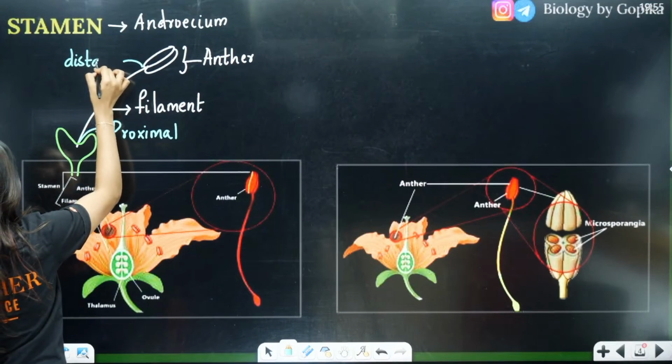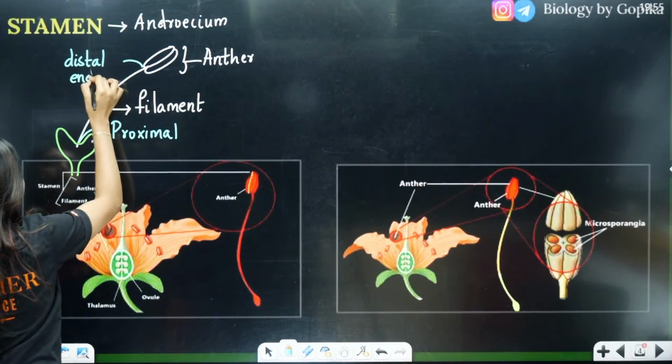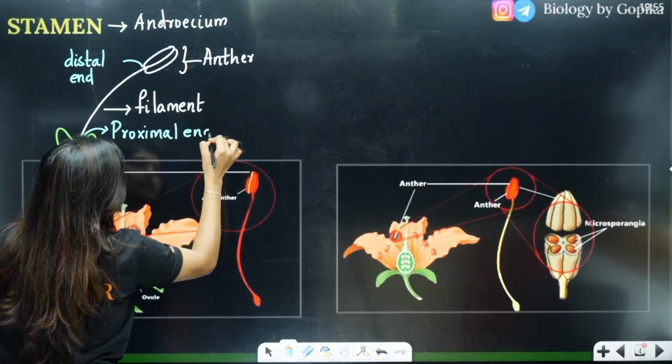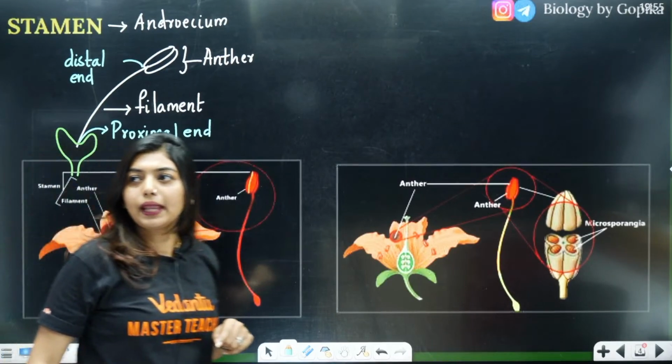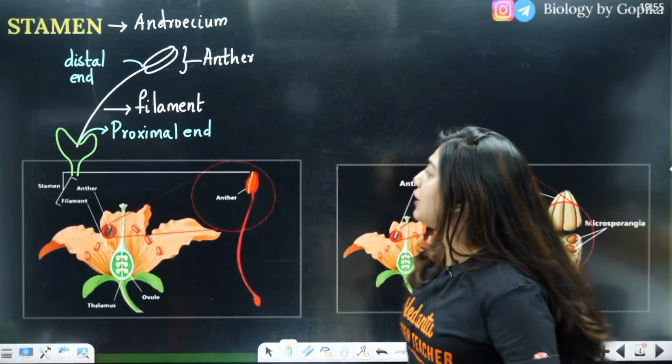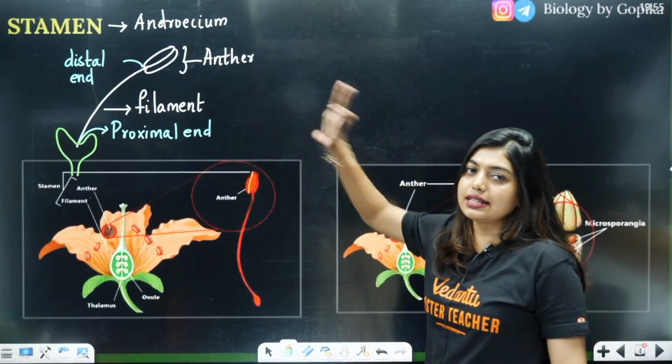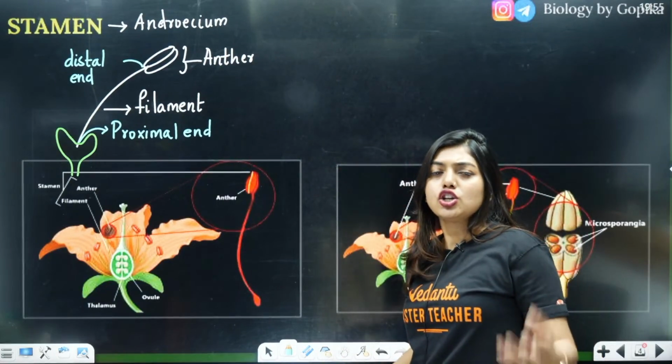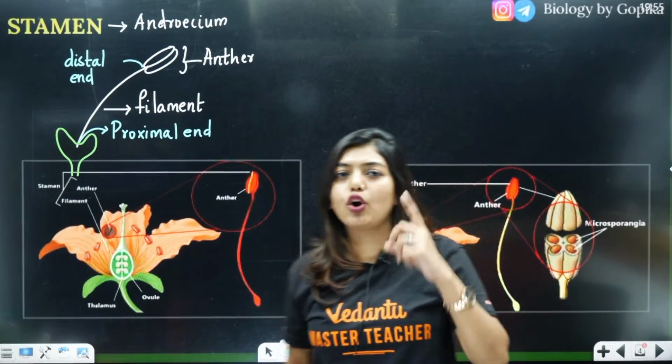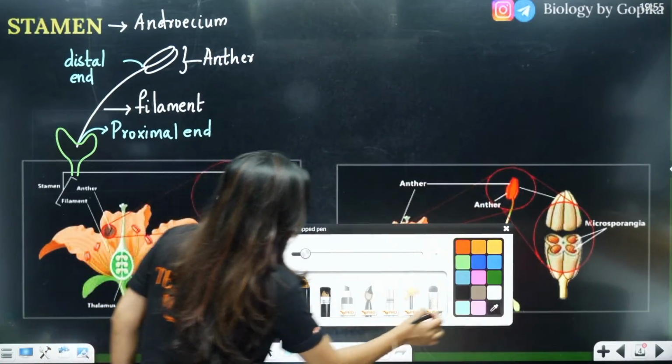Is this clear to all of you? There is one line given in your NCERT and questions can come from it. Yes? Fine. Okay, this is your proximal and distal end. This stamen part is clear. So, anther is there, filament is there. Now, what you are supposed to know about each of them is very important.